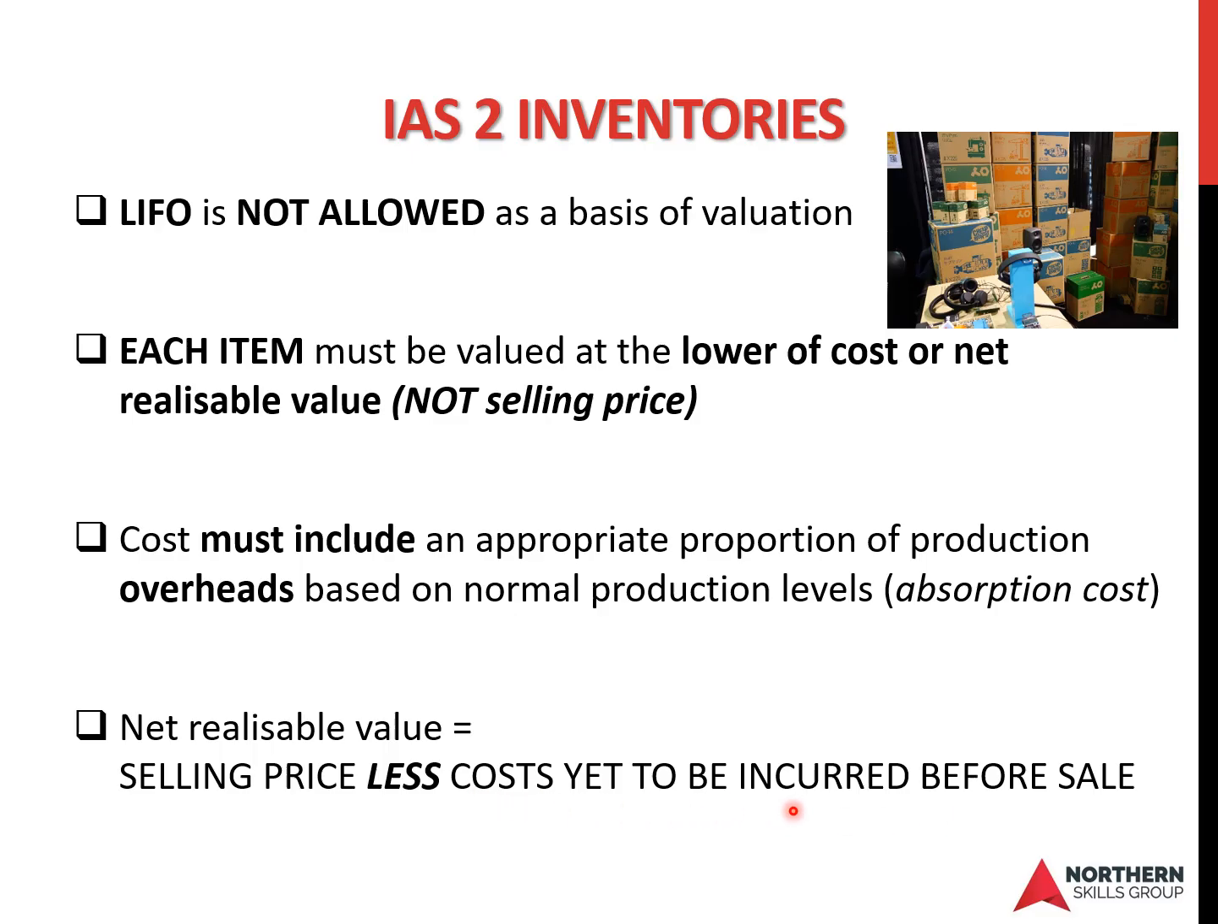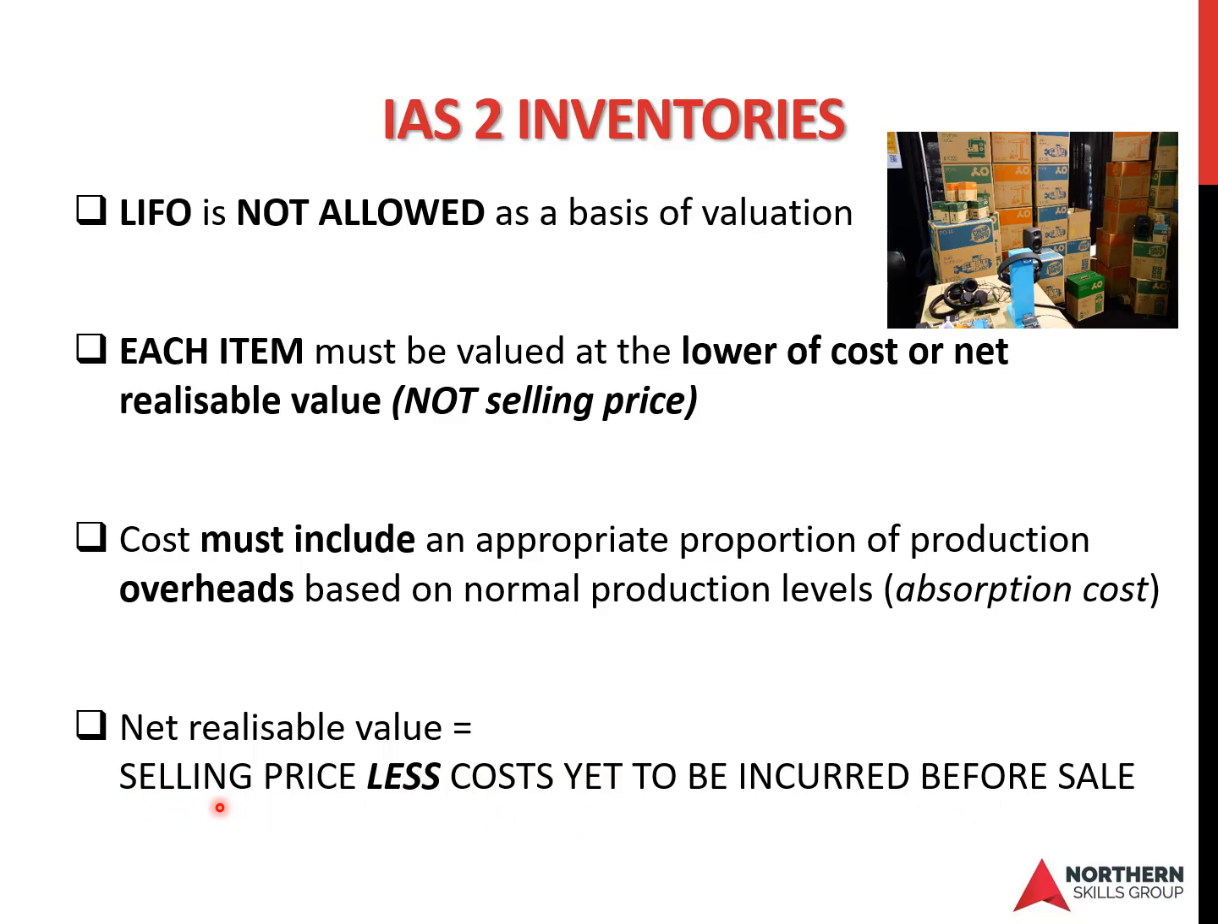So any costs still related to completion of the item in production, any costs related to the sale of the item if it's offering discounts to individuals or commission to individuals, all of those costs are deducted from the selling price. Don't make the mistake, as students often do, of adding those costs on to the current valuation of stock or deducting them from the current valuation of stock. They're only deducted from the selling price.